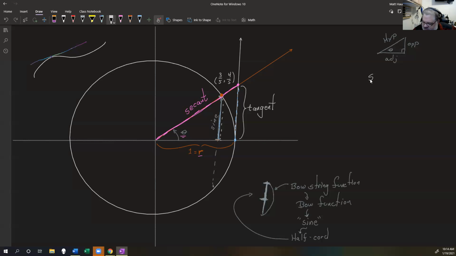So our sine function, we are going to associate with that y value on our circle of radius 1. If we can find where our ray intersects a circle of radius 1, that y value is the sine function. Fair?